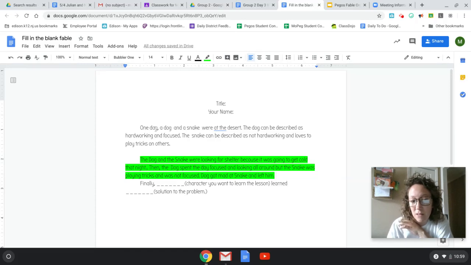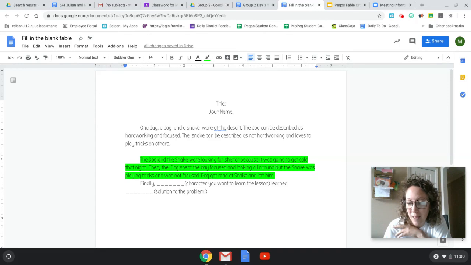So I'm going to reread the beginning with the middle. One day, a dog and snake were at the desert. The dog could be described as hardworking and focused. The snake can be described as not hardworking and loves to play tricks on others. The dog and snake were looking for shelter because it was going to get cold that night. Then the dog spent the day focused and looking all around, but the snake was playing tricks and was not focused. Dog got mad at Snake and left him.